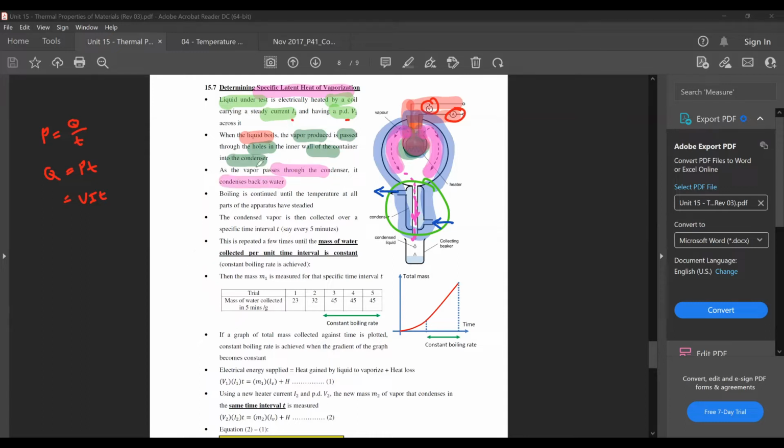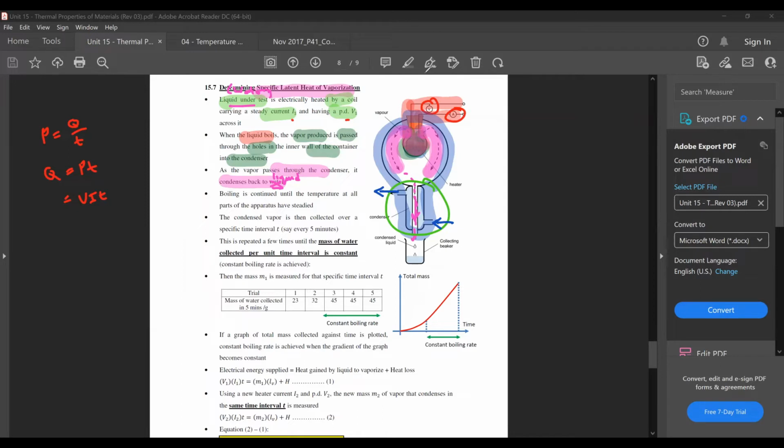So when it passes through the condenser, it's quickly cooled down, the vapor will actually condense back. Okay, here we say it condenses back to water. It actually should be, it condenses back to liquid. All right. Here, because this one says it condenses back to water, the moment I say this condenses back to water, the liquid under test is actually water. Okay, so in order to make the terms more consistent, it would be better if you just write it condenses back to liquid now. Okay, as the vapor passes through the condenser, it condenses back to liquid.